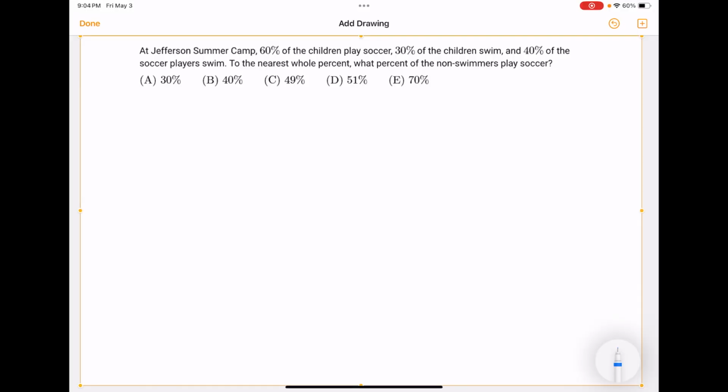The problem states, at Jefferson summer camp, 60% of the children play soccer, 30% of the children swim, and 40% of the soccer players swim. To the nearest whole percent, what percent of the non-swimmers play soccer?